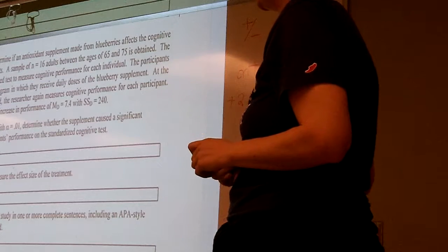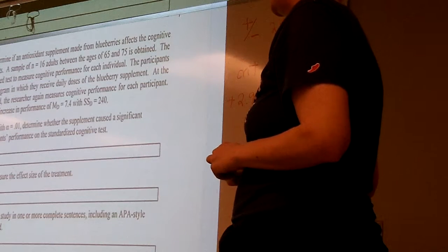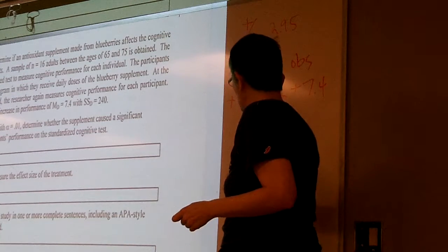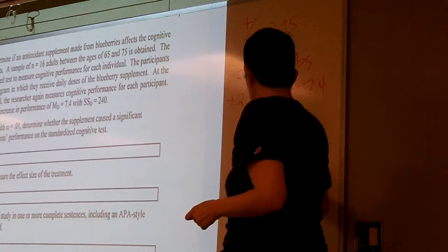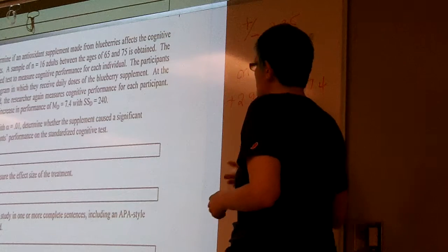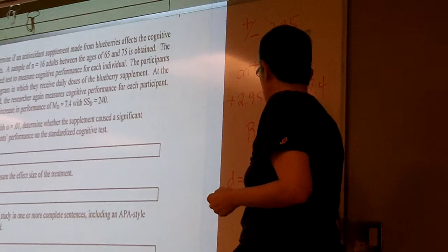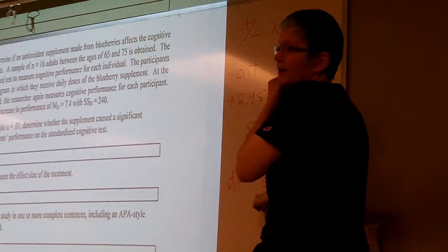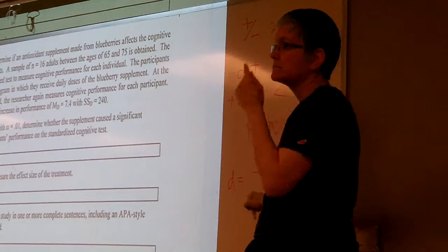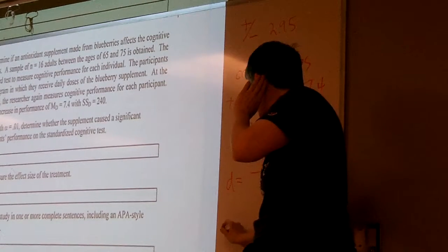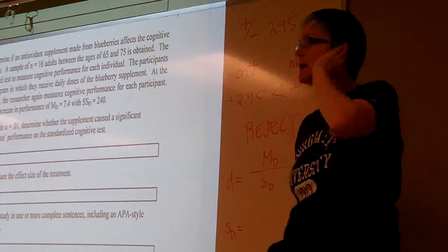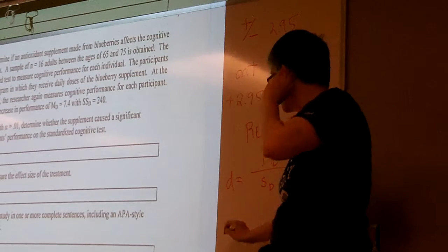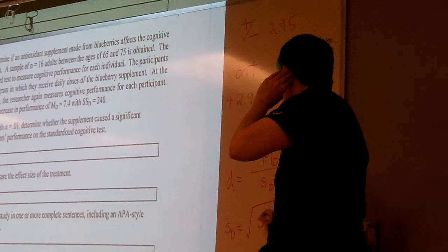Right now it says compute Cohen's d to measure the effect size of the treatment. To get Cohen's d for a related samples t-test, we're going to take the same thing we used in the numerator for the t-test and divide it by the standard deviation of the difference. How do I get this value from what I have? Take the square root of what? I have to calculate that somehow. That is the standard deviation. You take the square root of the sample variance of the difference, right?